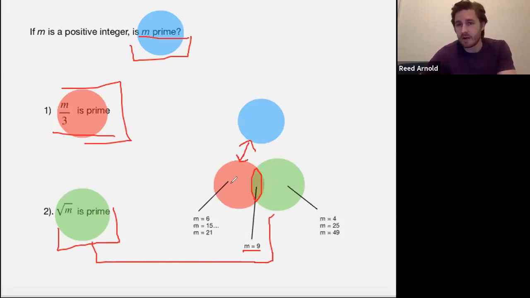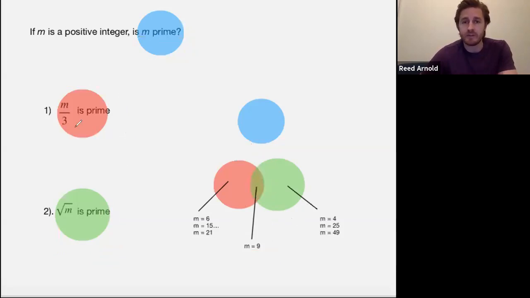But I don't need to get there. I already know I'm not in the blue circle in either case. And so the answer here is D. Okay.